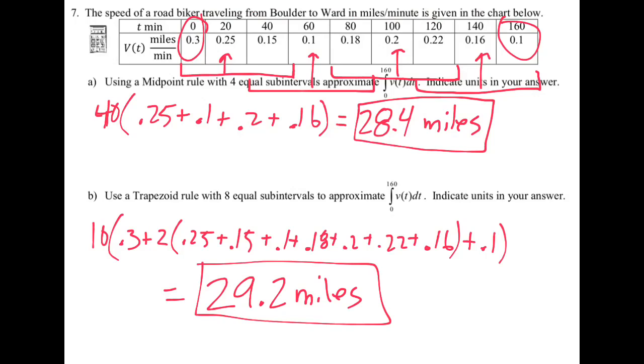So with this approximation, you should get 29.2 miles, which is probably more accurate than that midpoint rule was, just because we had twice as many sub-intervals, giving us a little bit less error. The more sub-intervals you can have on a given interval, the more accurate your approximation should be. Again, units are miles, because we're taking miles per minute, a speed, multiplying it by minutes to get our distance traveled between 0 and 160 minutes. So roughly 30 miles.